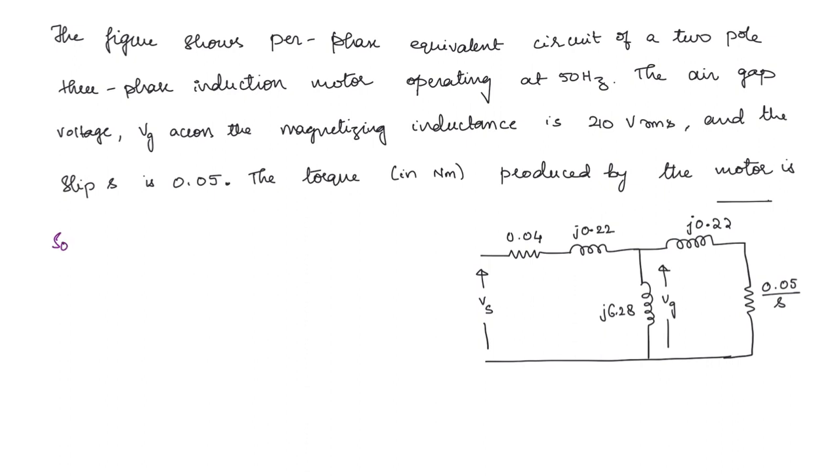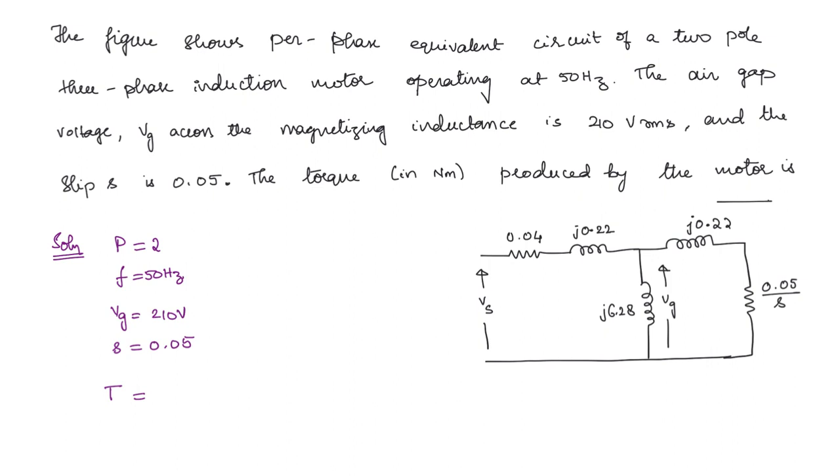So first we will write down whatever information is given apart from the parameters in this diagram. Okay. So what do we have here? The number of poles is given as 2. The frequency is given as 50 Hz and the voltage Vg is given as 210 volt. And slip is given as 0.05. Now we need to find out the torque.